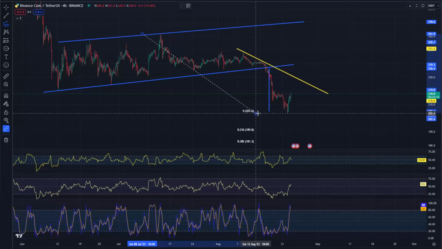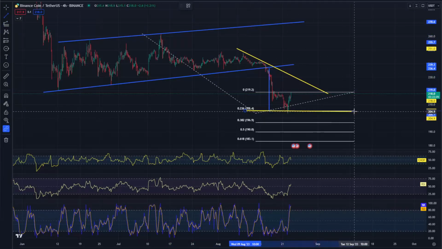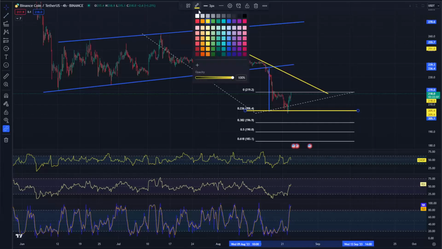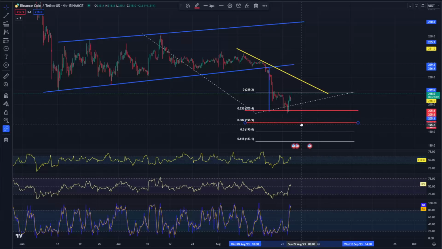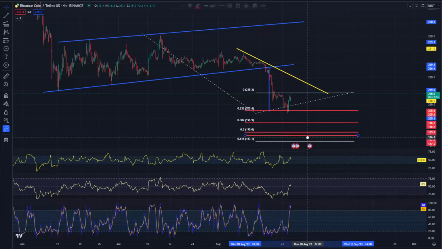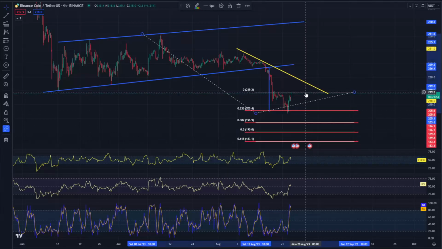Let's start by marking the support spots for the price, and we see that we first have support at $205, but if the price goes lower, we have another support at $196, then at $189, and another support at $183.